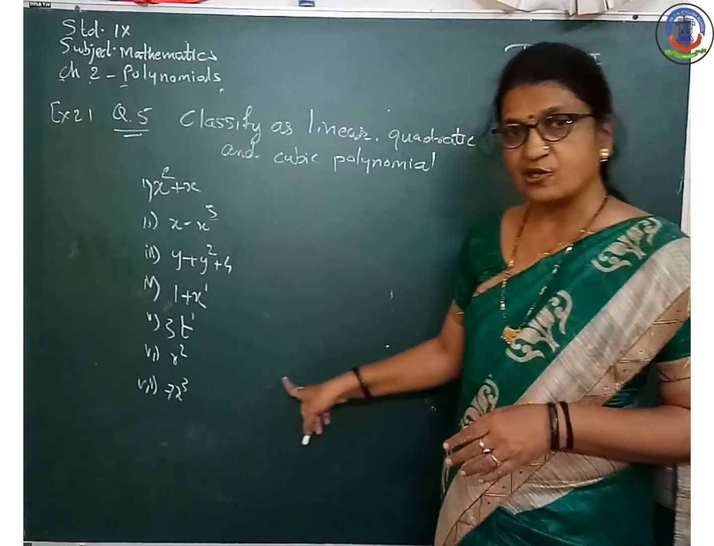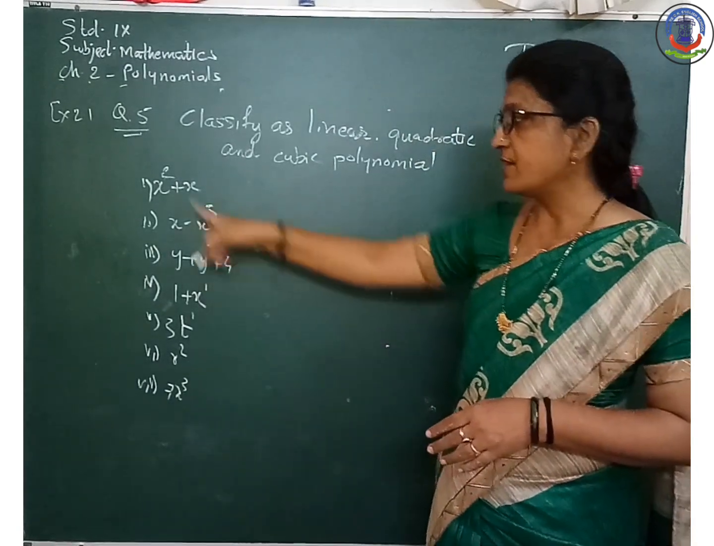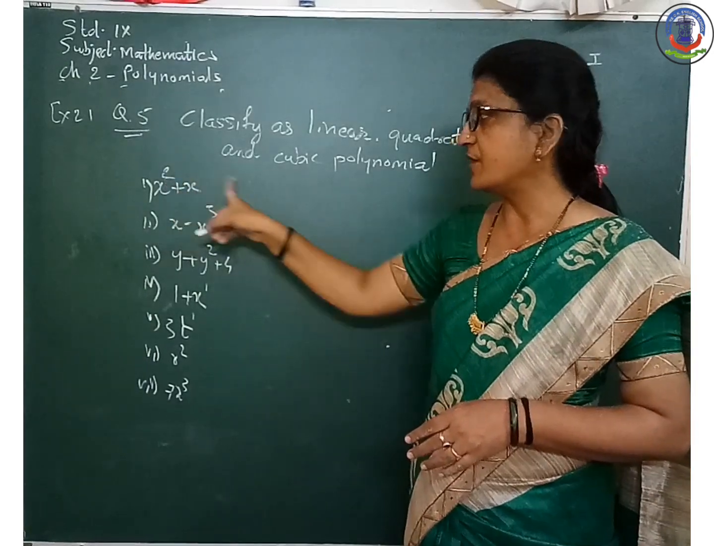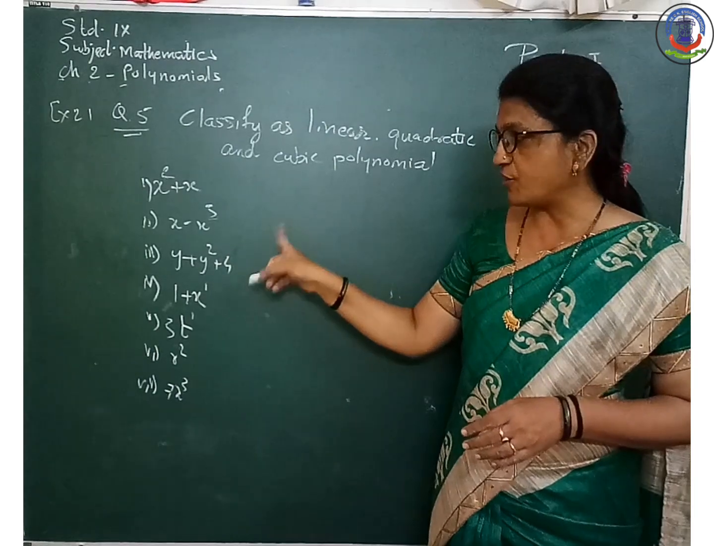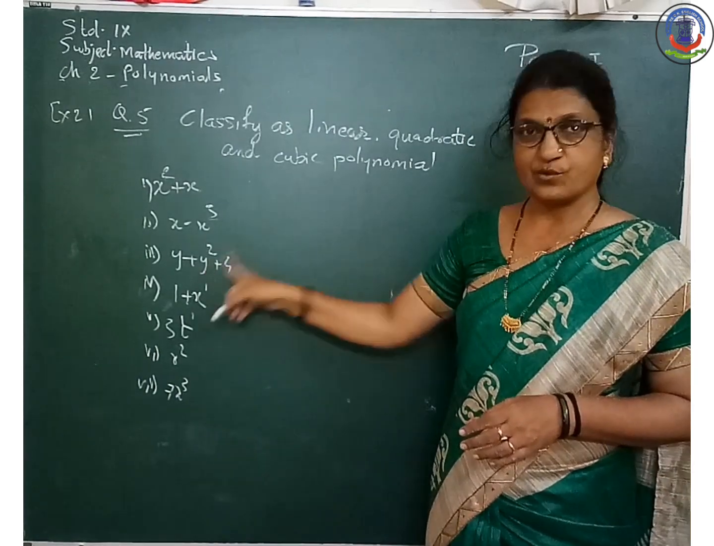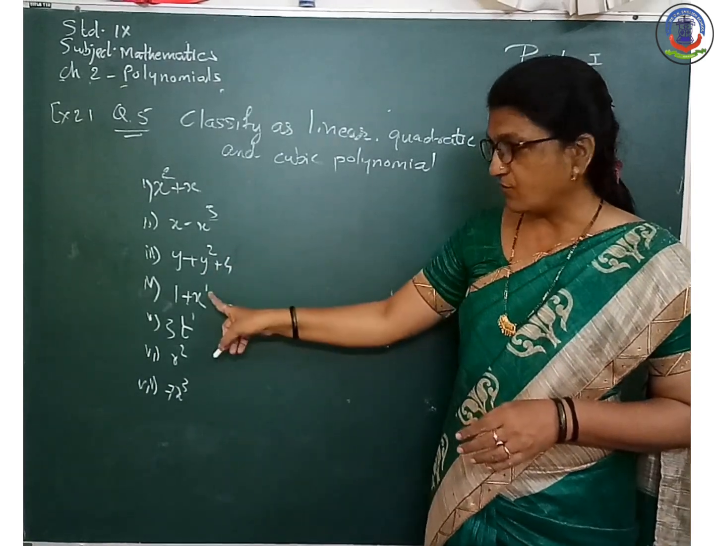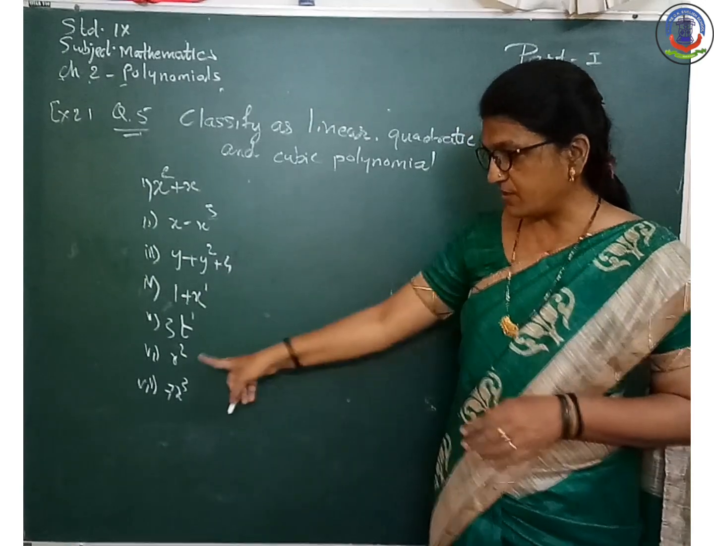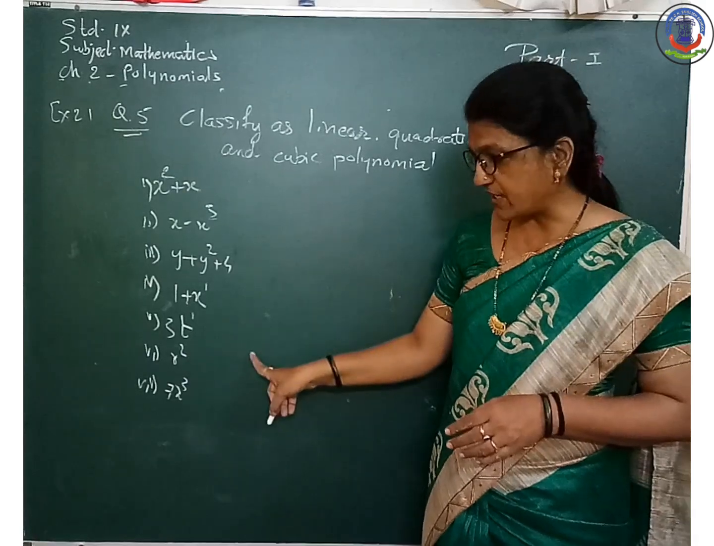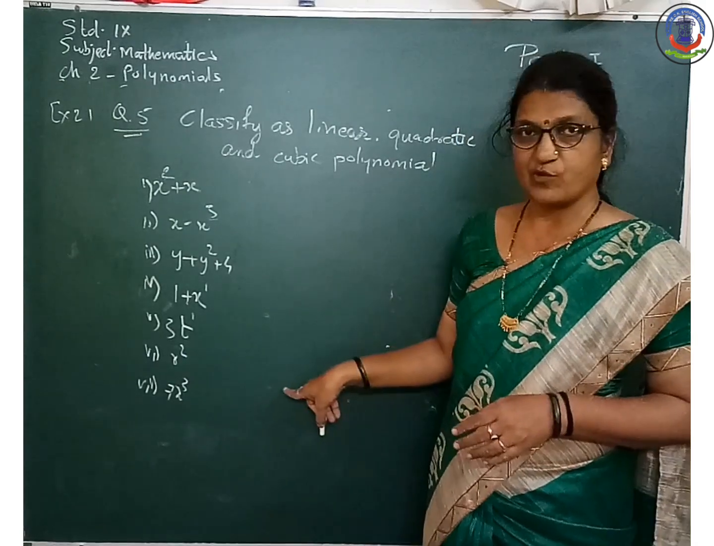So it is cubic. Once again we will revise. As the power of this is 2, it is a quadratic polynomial. The power here is 3, it is a cubic polynomial. Power here 2, so quadratic. 1, linear. Here also 1, linear polynomial. R square, so it is quadratic. And cube, so it is a cubic polynomial.